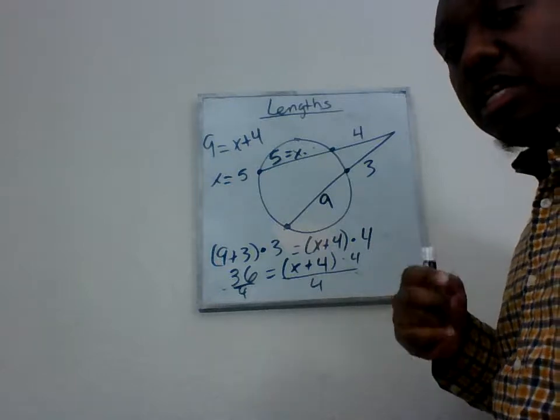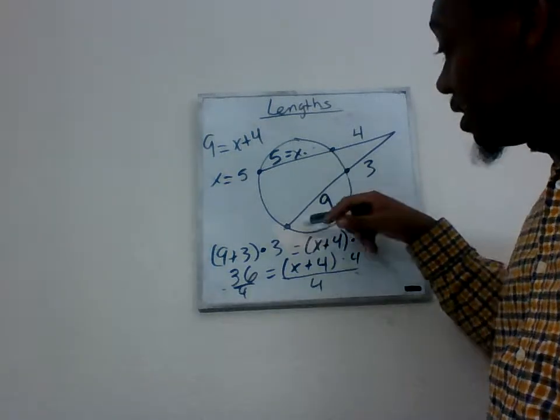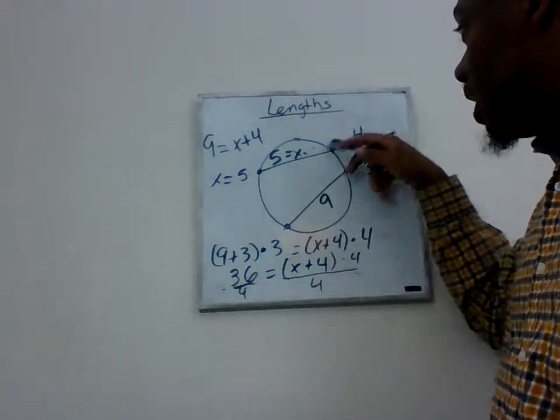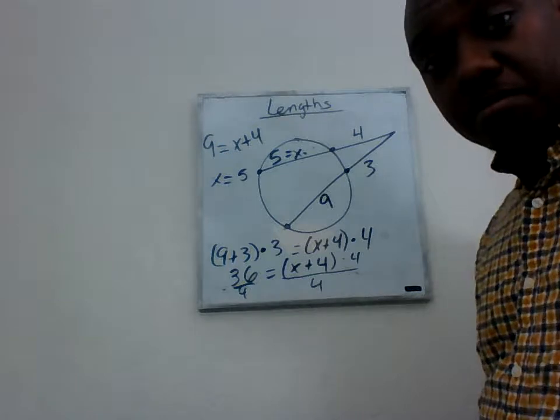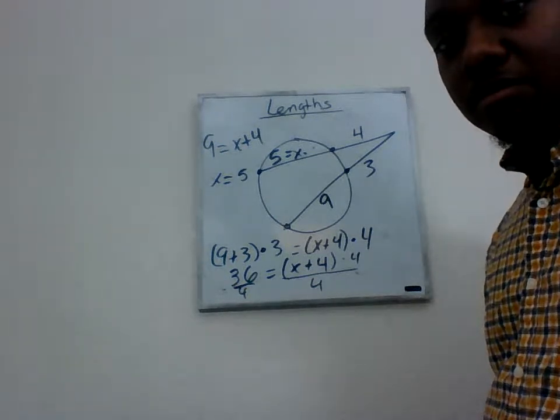They have to be equal. You can probably clearly see that now. If it was a secant with a tangent or a secant, it's the same thing. Take the whole thing times how much is outside, the whole thing times how much is outside. Set them equal. And that's it. That's how you find lengths of a circle.